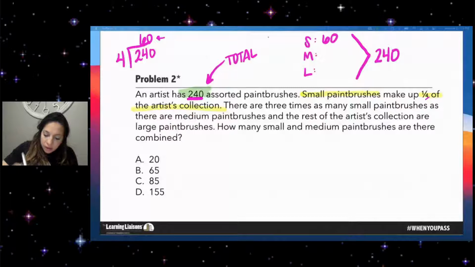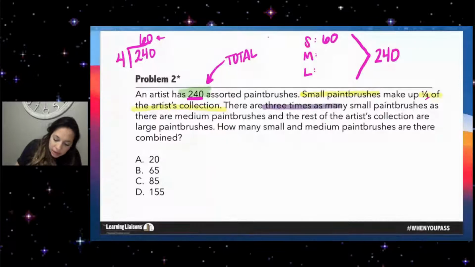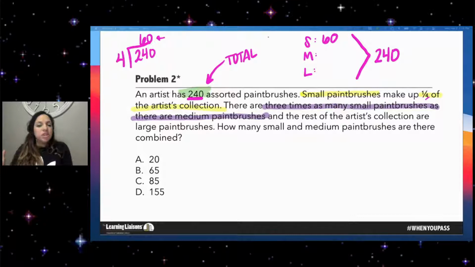There are 3 times as many small paintbrushes as there are medium paintbrushes. And then the rest are large. So there are 3 times as many small as medium. So what does that mean? Does that mean we have more small or more medium? That's where we really have to start processing this information.